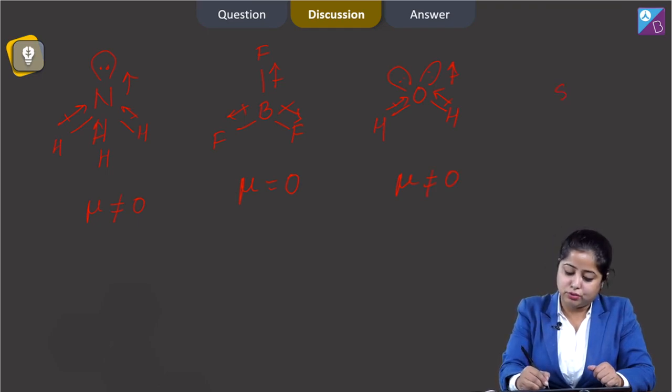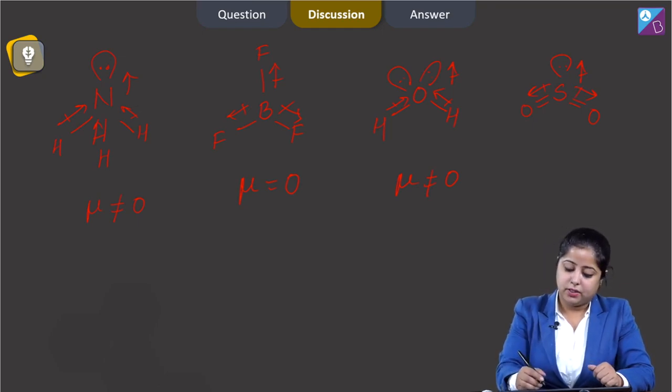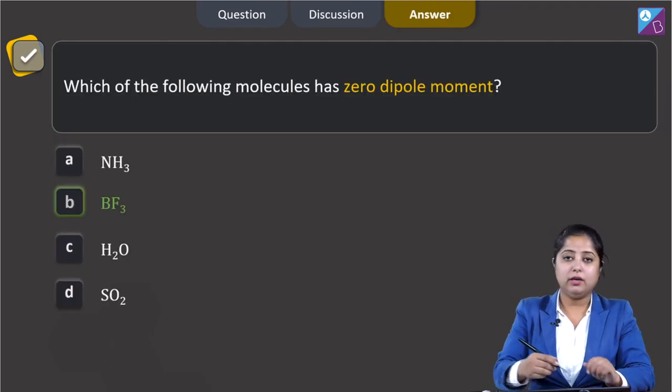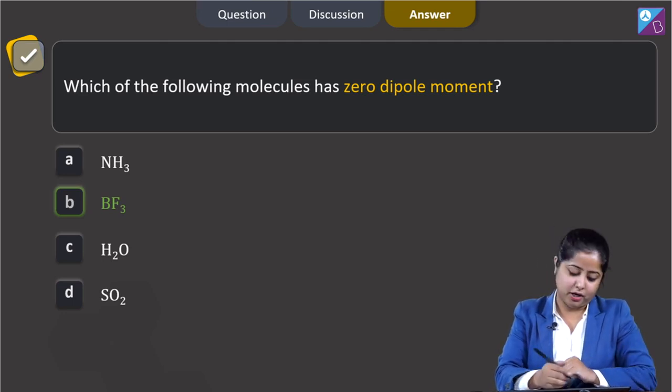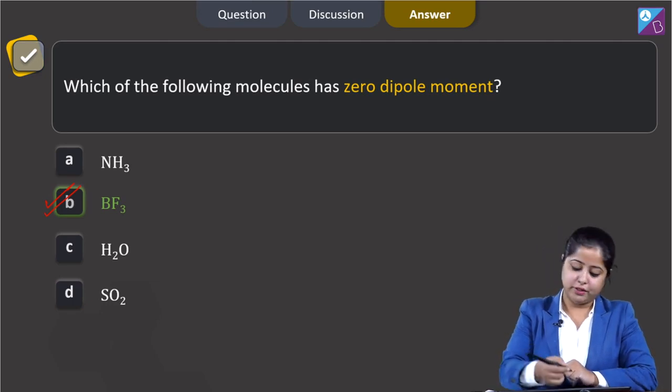Last we have SO2. Here sulfur has 2 bond pairs and 1 lone pair. The electronegativity of oxygen is more, so the bond dipoles are towards oxygen. Here also we can say that the dipole moment is not equal to 0. That means the only molecule among the given options which has zero dipole moment is BF3. So the correct answer is option number 2. Moving to next question.